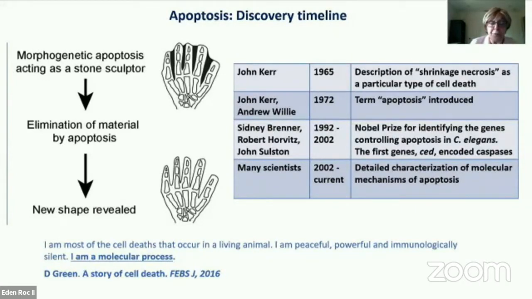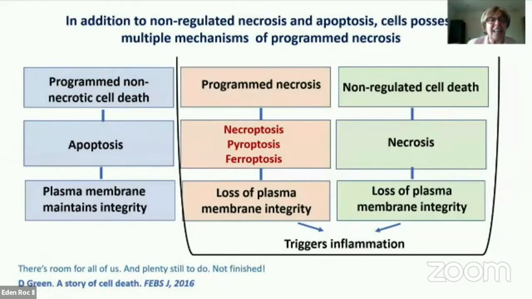The predominant point of view in early 2000 was that non-regulated necrosis and apoptosis are the only types of cell death. However, later studies showed that in addition to non-regulated necrosis and apoptosis, cells possess multiple mechanisms of programmed necrosis. The major ones are necroptosis, pyroptosis, and ferroptosis. The same as non-regulated necrosis, programmed necrosis is a lytic type of cell death. However, differently from non-regulated necrosis, programmed necrosis is controlled by specific genes. Thus, the current point of view is that there are three major types of cell death: non-regulated necrosis, programmed necrosis, and apoptosis.